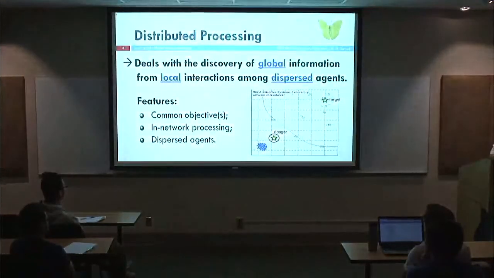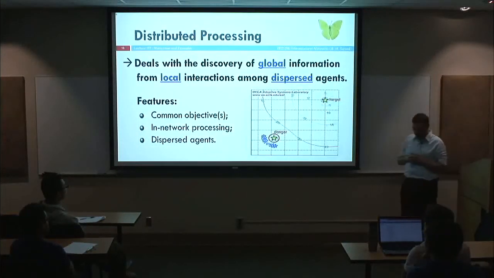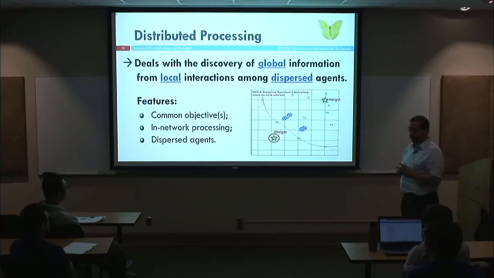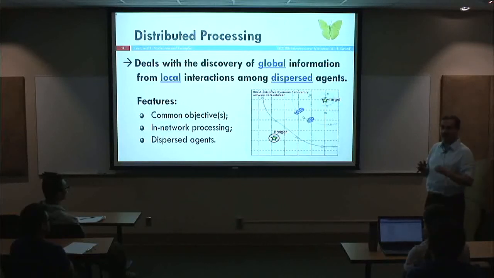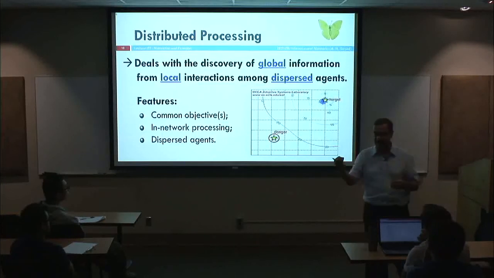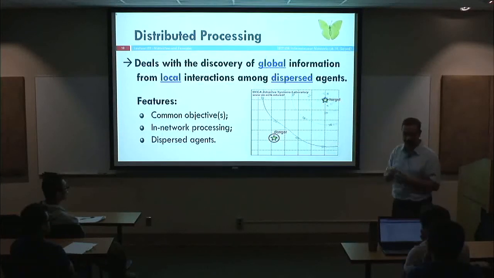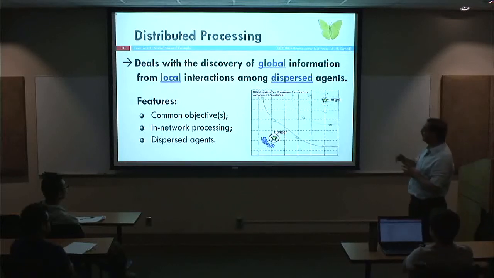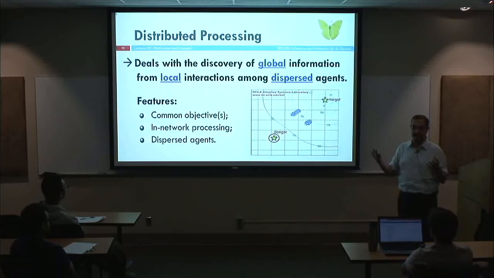So let me give you some examples. This course, like I said before, will deal with information processing over networks, okay? So first, let me define what distributed processing is. Of course, there are many definitions for this term. This is one particular definition that's good enough for us. Distributed processing means the discovery of global information from interactions at a local level, from local interactions among agents. That's what distributed processing is.